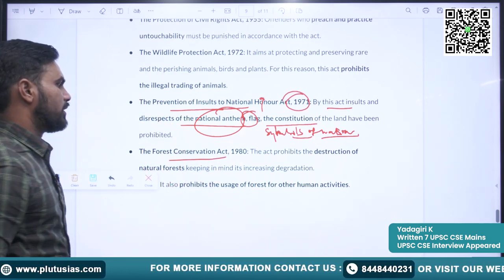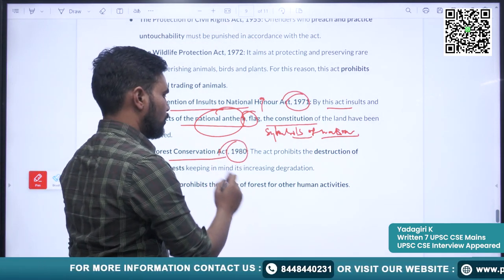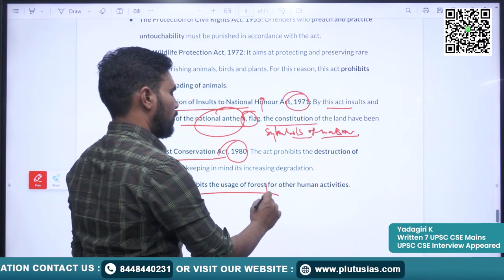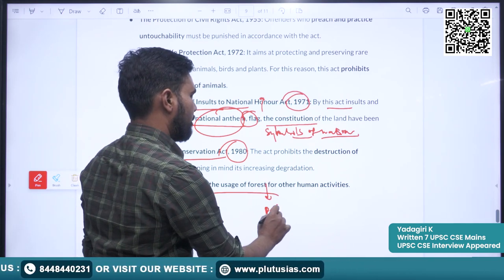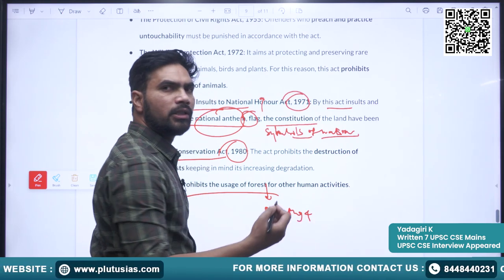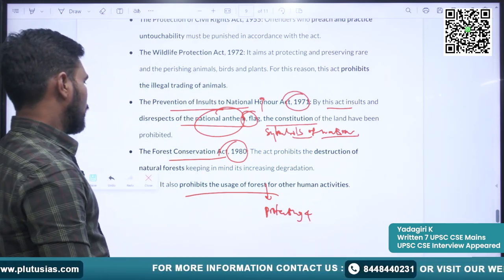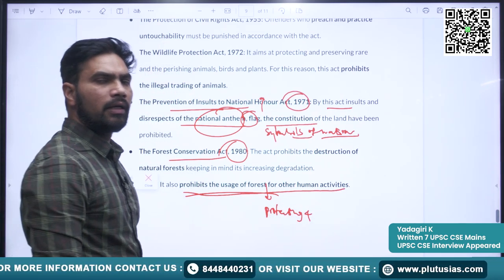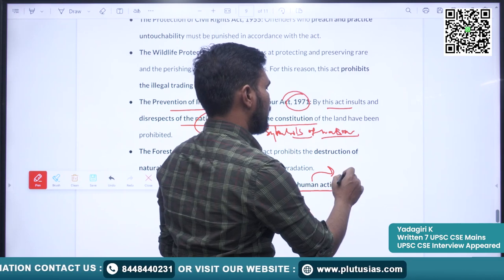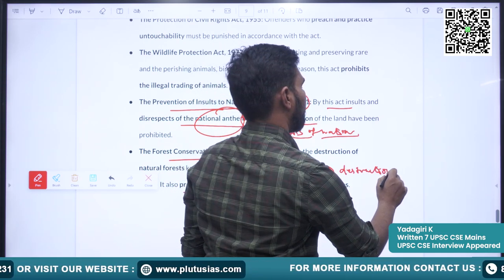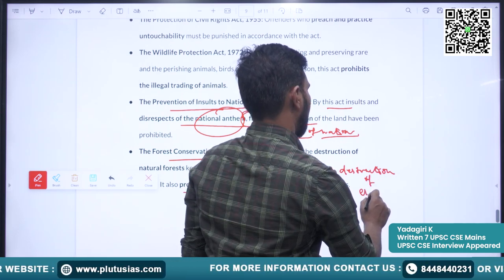The other act is the Forest Conservation Act of 1980. This also helps in ensuring the fundamental duty of protecting and preserving the environment and having compassion towards the animals. It prohibits the usage of forest for other human activities, which leads to destruction of environment.